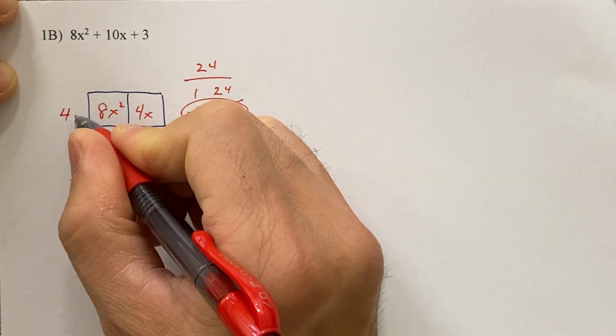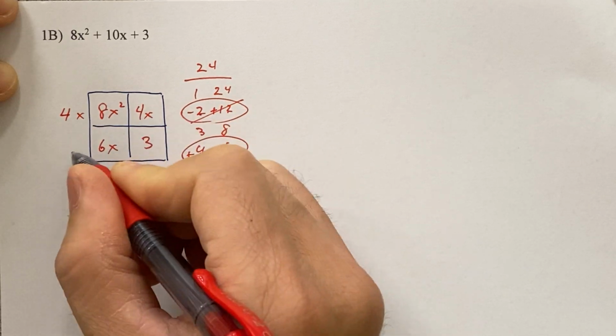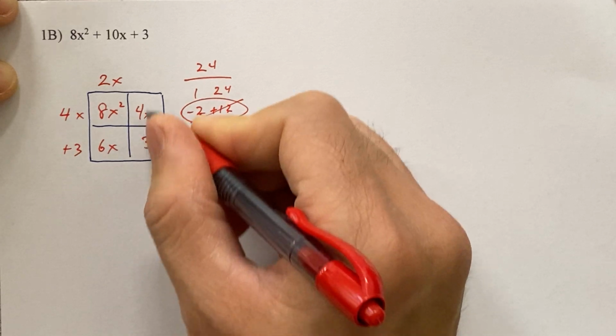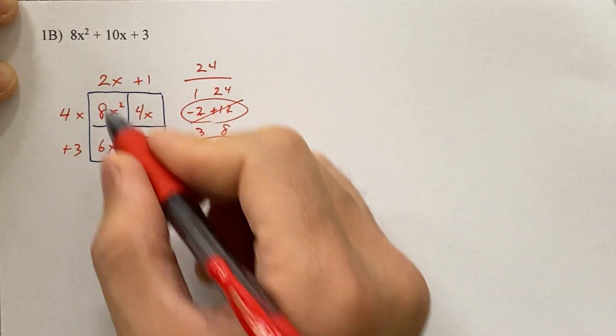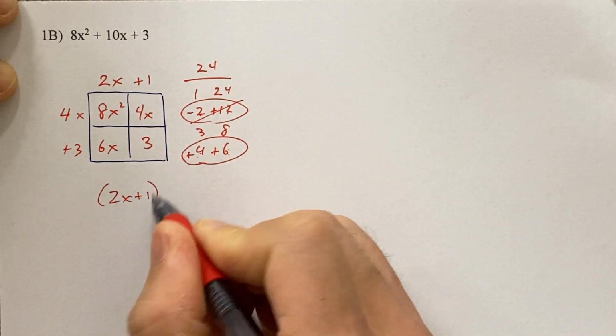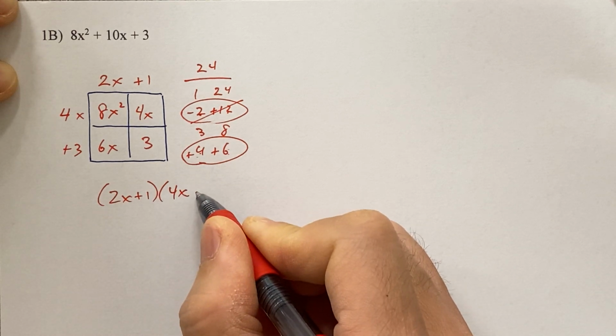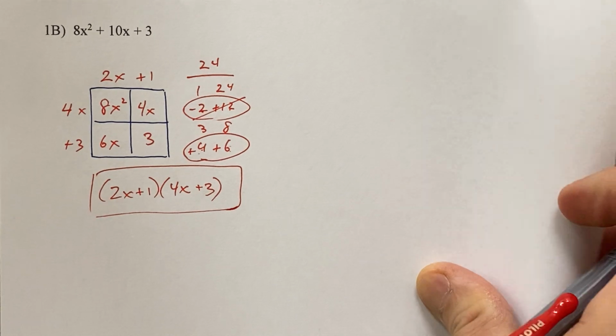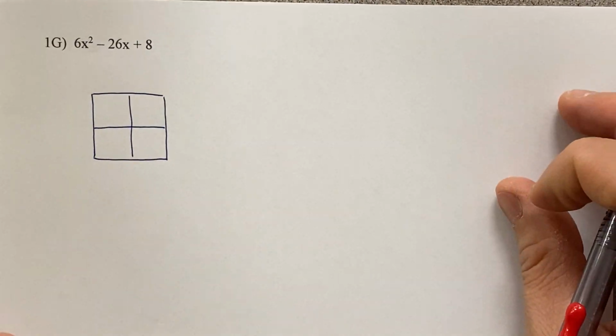So that's going to be 4x. That's going to be positive 3. That's going to be 2x. And that's going to be a positive 1. So my answers are 2x plus 1 times 4x plus 3 in parentheses. Okay, all right. Let's take a look at 1G. Let's take a look at how you did this one.